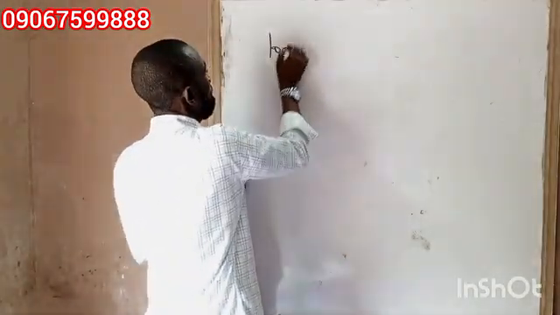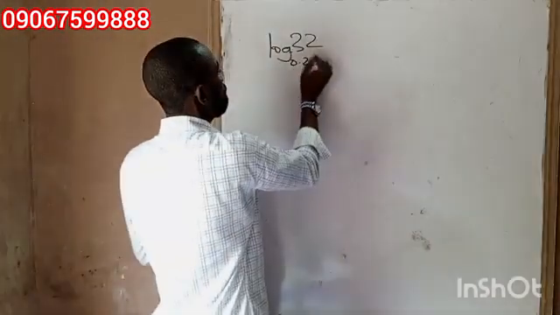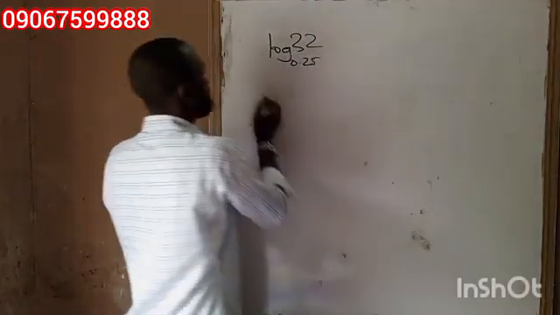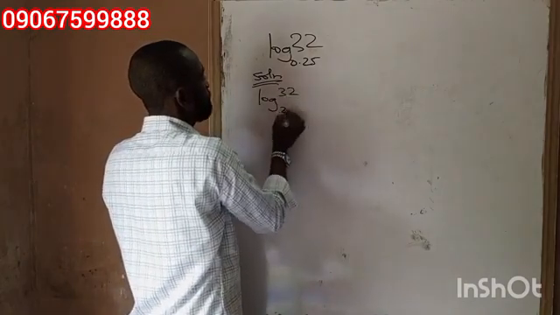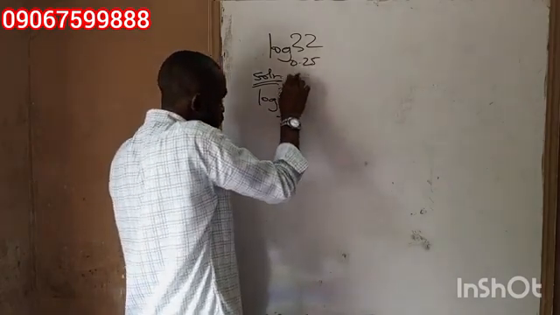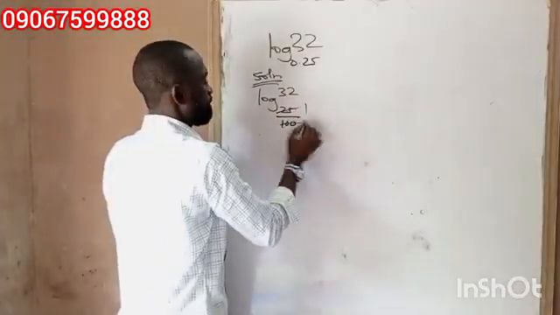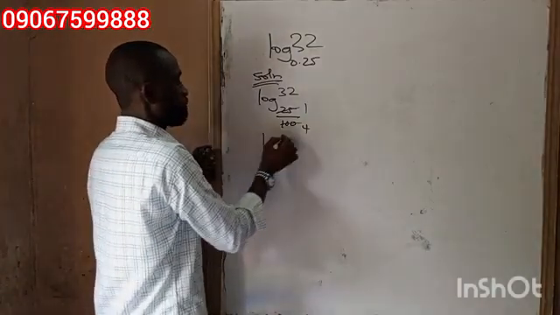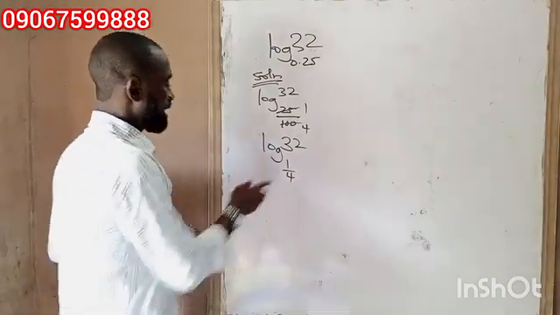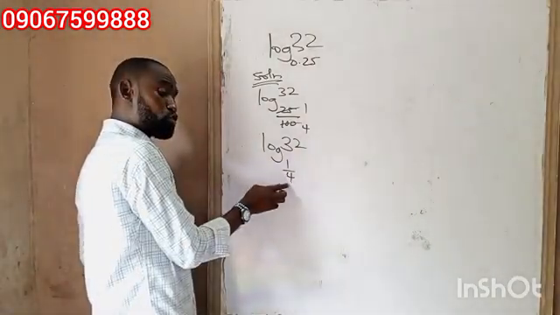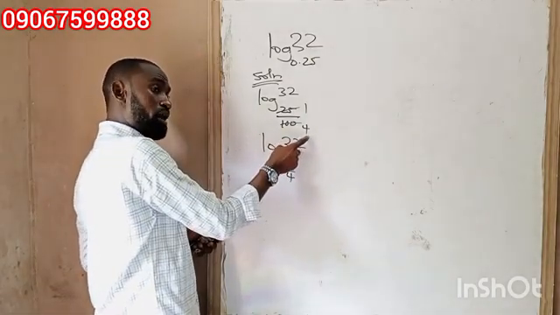So look at this. Log of 32 base 0.25. So what will happen? This will become log 32 base 25 over 100. This point 25 will be 25 over 100. 25 here 1, 25 here 4. So we're having log of 32 base 1 over 4. I can write 32 as 2 power 5, and 4 as 2 power 2.